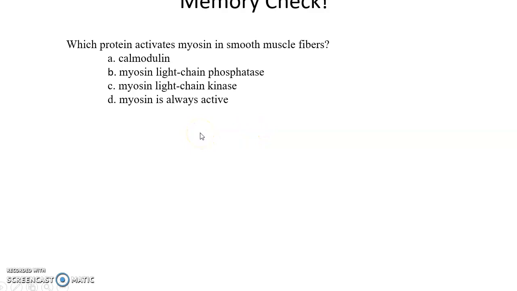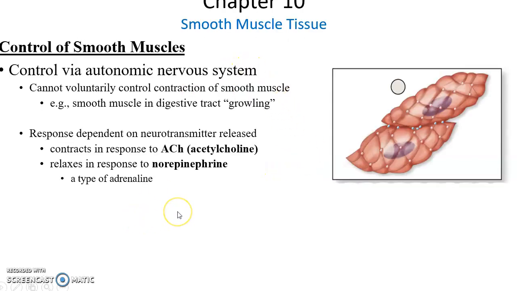So, which protein activates myosin in smooth muscle fibers? And the answer is myosin light chain kinases. Again, kinases add the phosphate group, phosphatases remove it.